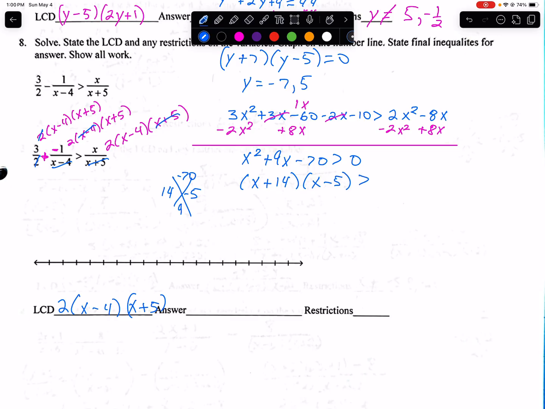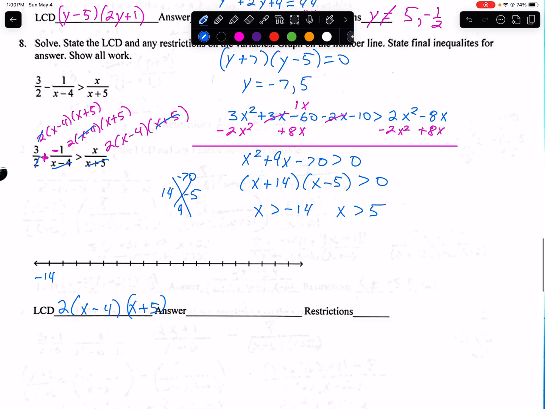So x is equal to negative 14, and x is equal to negative 5, but x can't equal negative 5. So x is greater than negative 14, x is greater than negative 5. Oh, you just do both. So 5's over here, and she didn't count out on the number line. She just wrote them where they would go because there are not enough spaces on the number line.